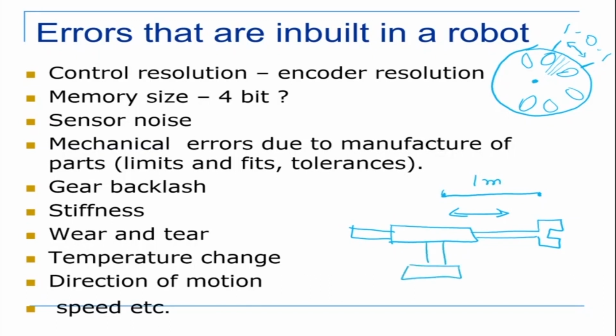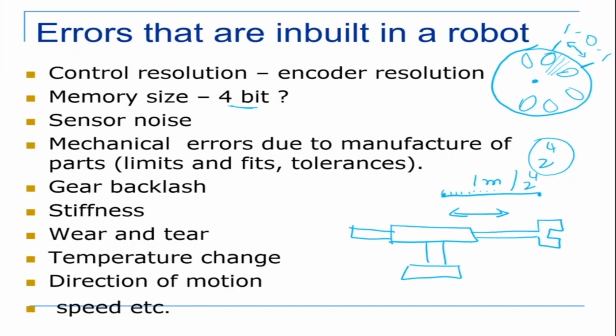Now, every point in that 1 meter, how many points would there be? There will be infinite points. Now, those infinite points cannot be stored in the memory. So if it is having a 4-bit memory, then at most it can store only that many locations, 2 raised to 4. So it will have to divide this 1 meter by 2 raised to 4 and then store only those locations. So it basically means that it will not be able to store infinite points.